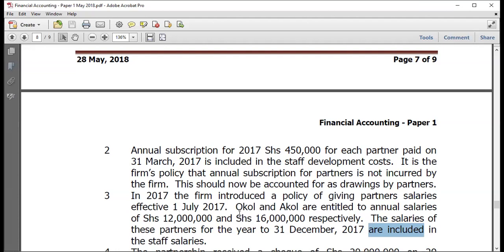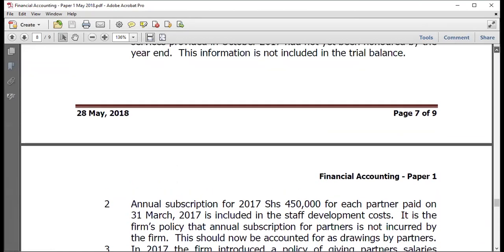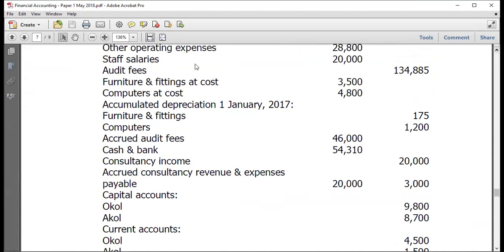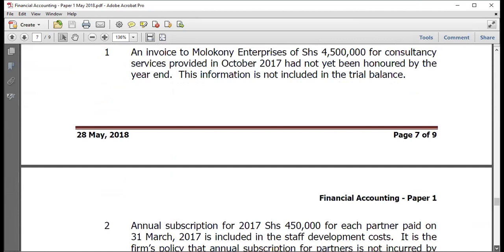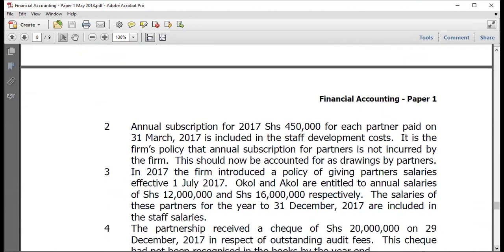So if I was you, I would definitely adjust this from my salaries, the 16 million and the 12 million. The staff salaries, this 20 million they have given you, they are telling you includes the 12 million and the 16 million. So yours is to go and adjust them and include them in the appropriation account. And you know very well with the appropriation account, we get the net profit and add any drawings, any interest on drawings. But in this case, I don't see any interest on drawings, so you leave that out.